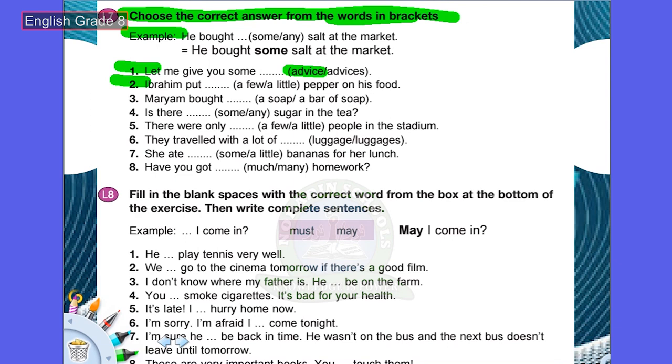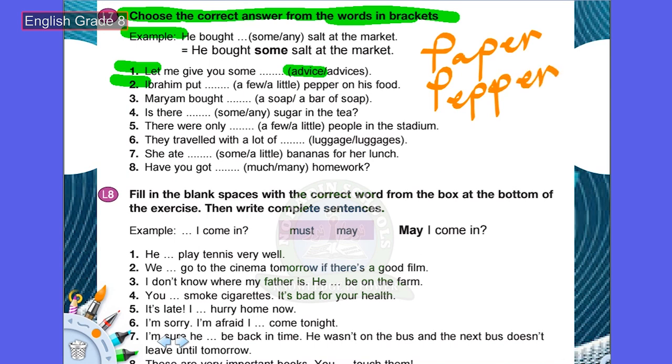Follow me, the two words are different. The first word is paper. It's a sheet material that's used to write on. The next word is pepper. Paper is countable, and pepper is uncountable. So here we use a little.